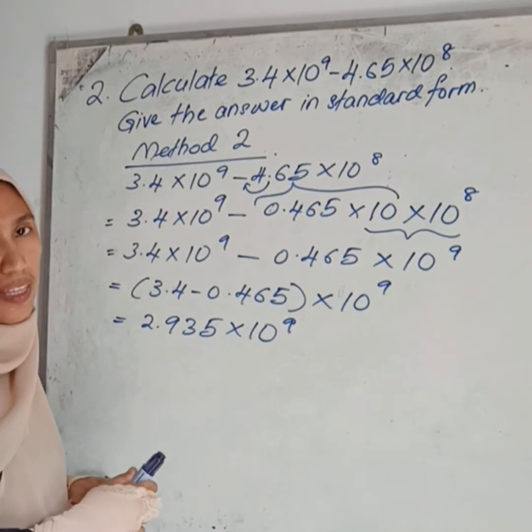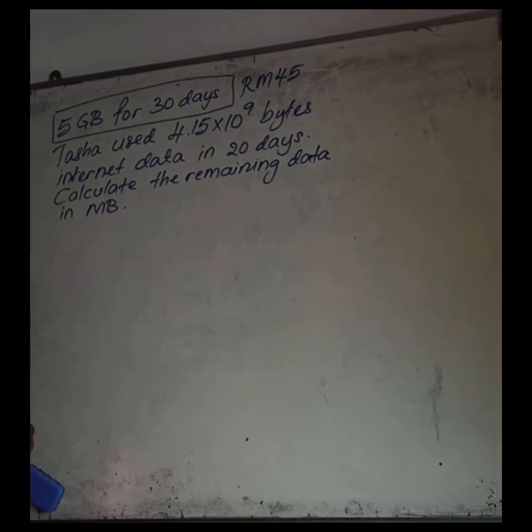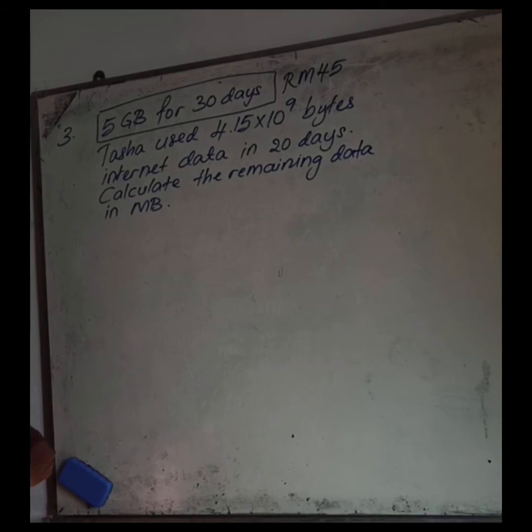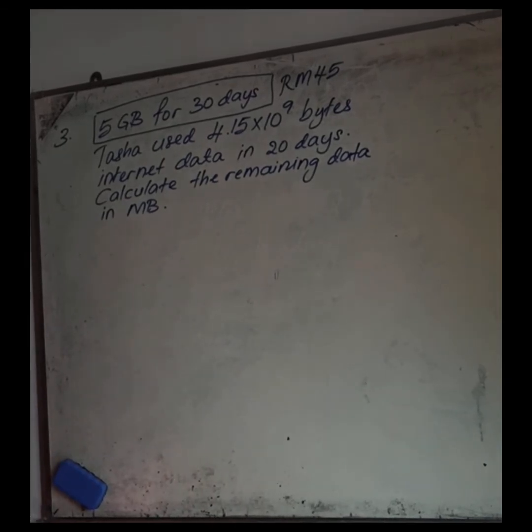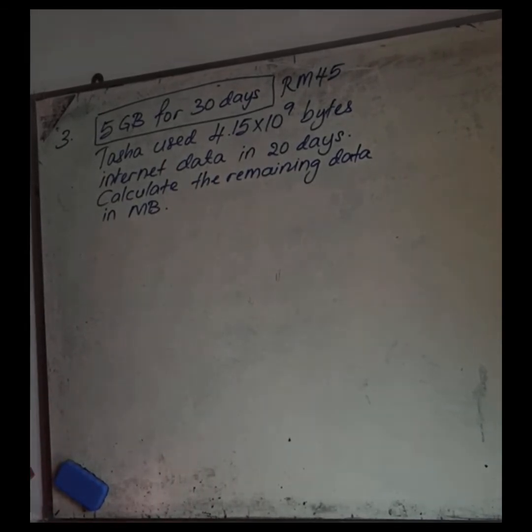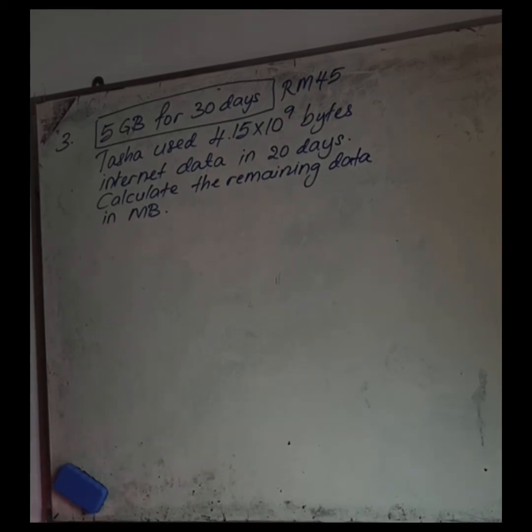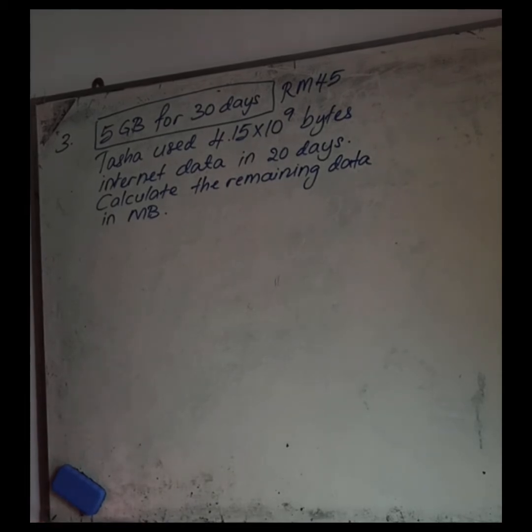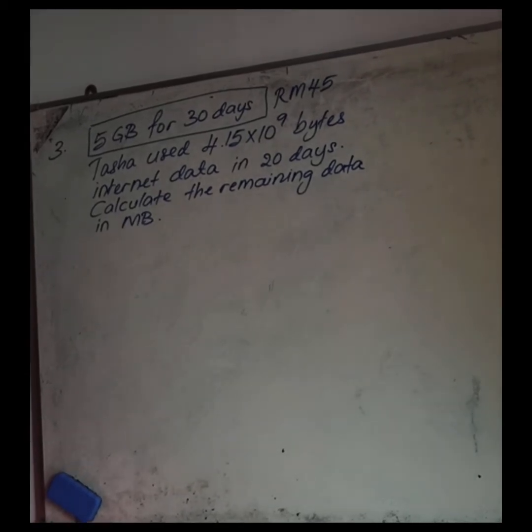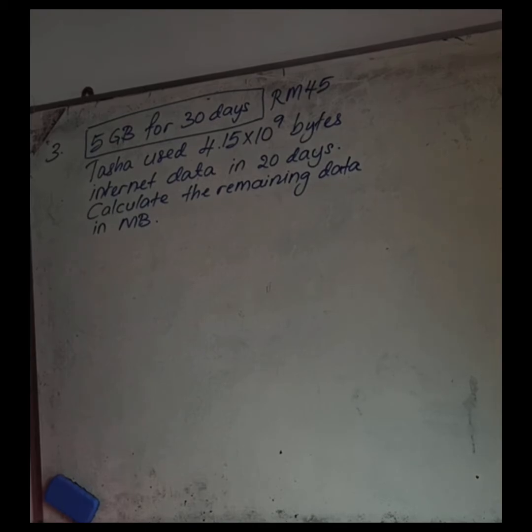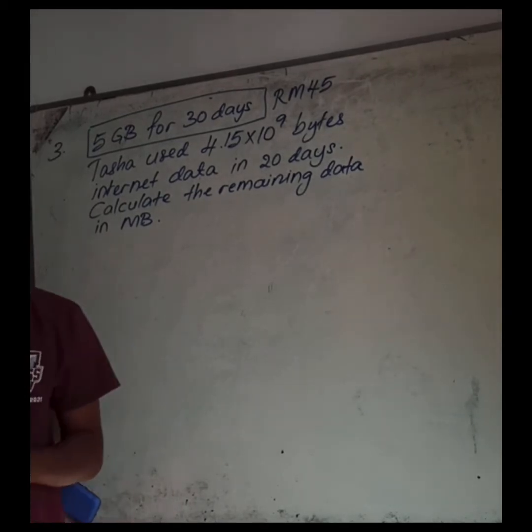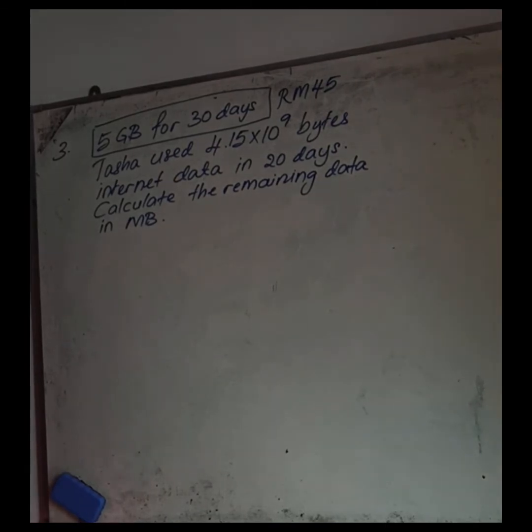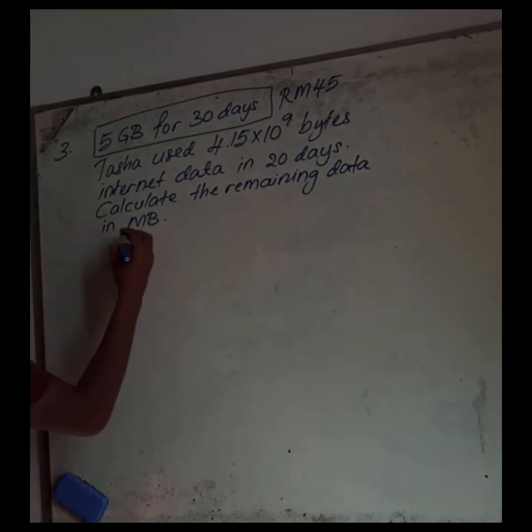Both are correct. So the question is, we have an internet plan of 5 gig for 30 days, and Tasha already used 4.15 times 10 to the power of 9 bytes of internet data in 20 days. So the question asks for the remaining data in megabytes. So the first step would be to write down the information that can help us. So we can just Google this stuff.